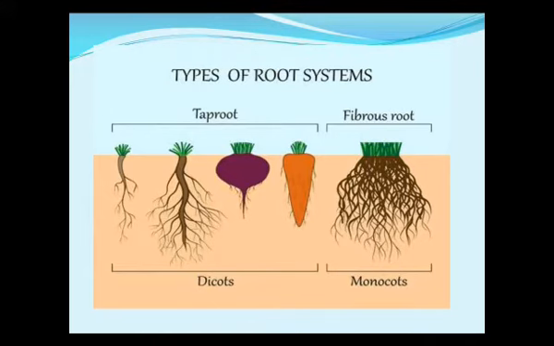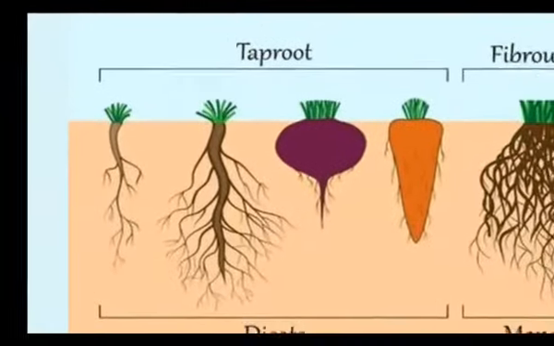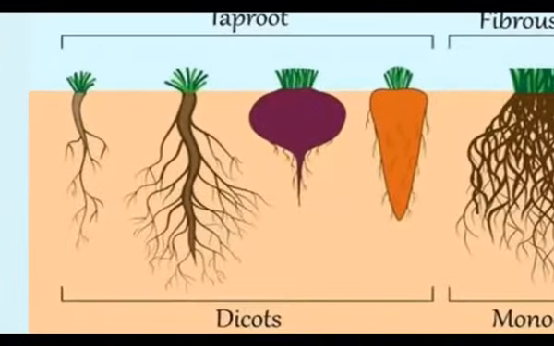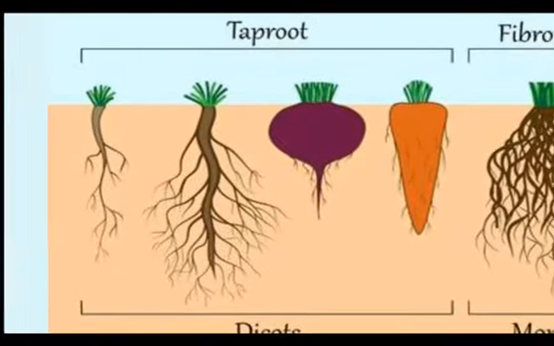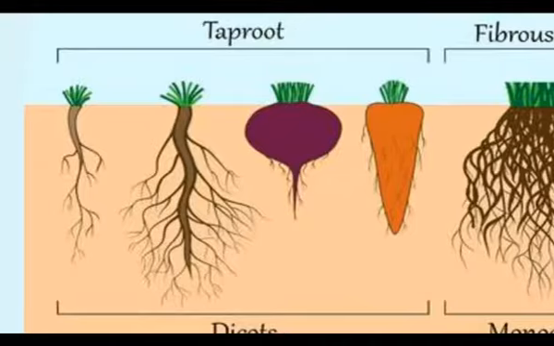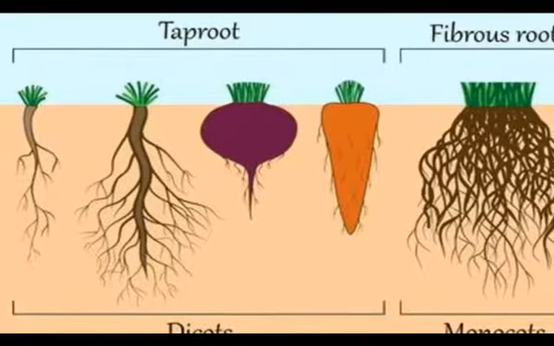You can see in the taproot various kinds of pictures. There is this root which is bulgy. There is one main root you can see in taproot. Can you see? This is the picture of carrot, turnip, and there are other kinds of plants which will generally have taproot. All the trees generally have the taproot kind of structure. There is a main root which is thick, and then it has branches. These branches are then spread all over.